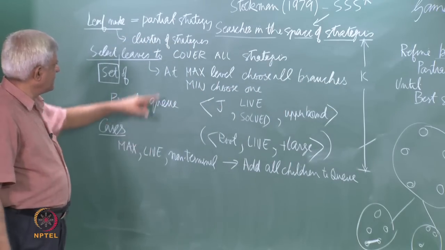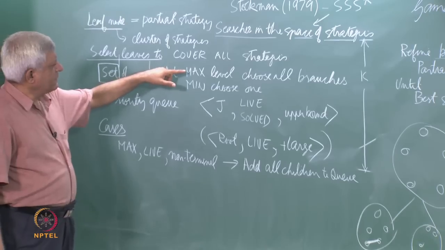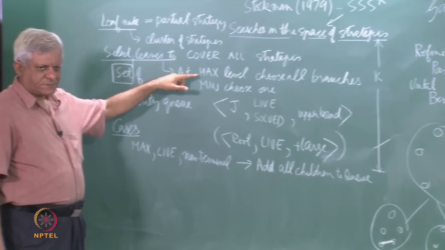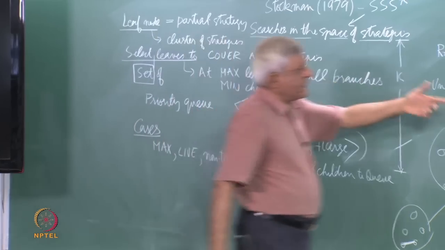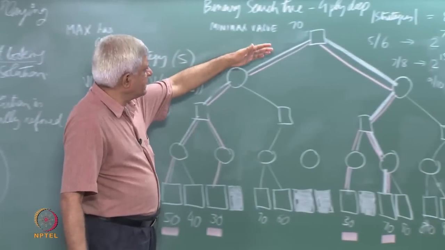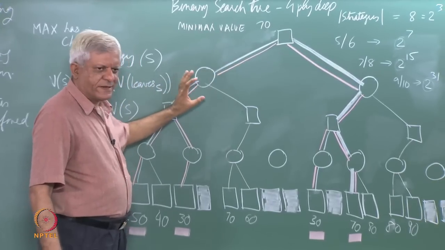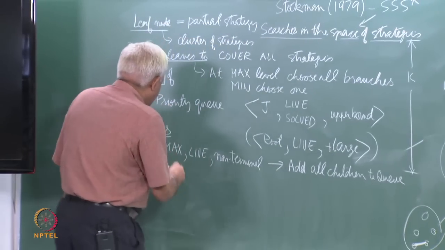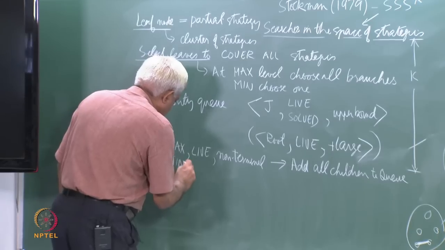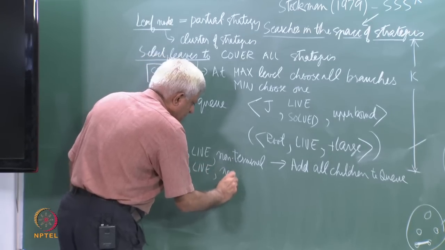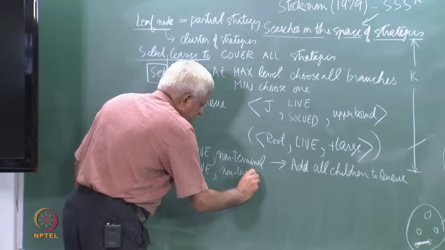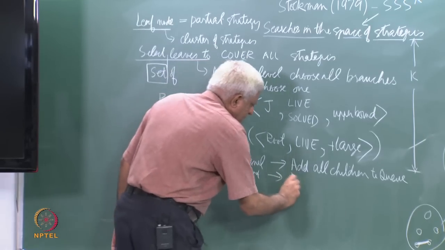So, you will see that this is the step. At max level choose all branches. At max level we are adding all the children. So, initially we would have added this root, then we will add both these children to this queue and call them live essentially. If it is a min node and live and non-terminal, then add one child.